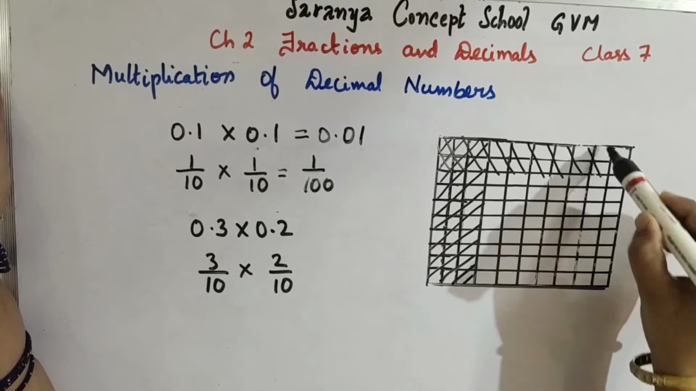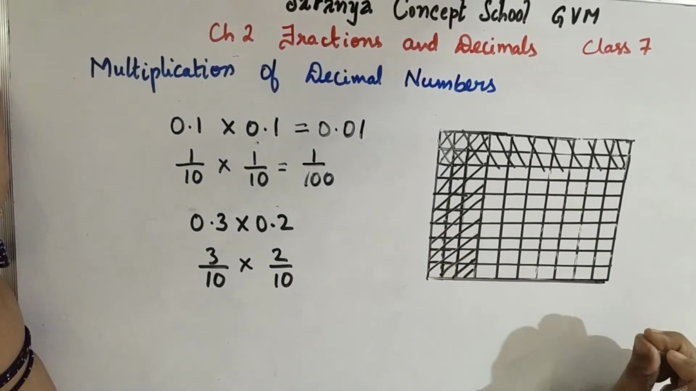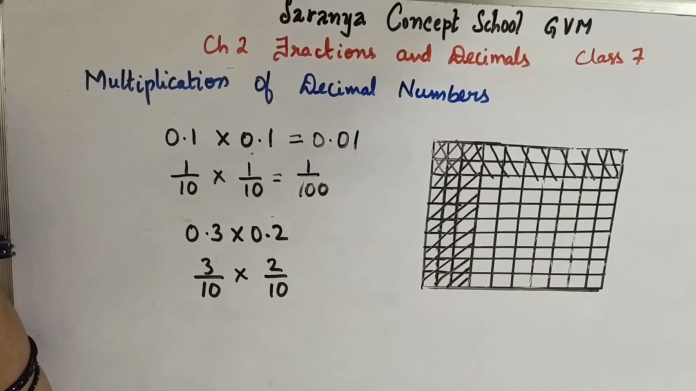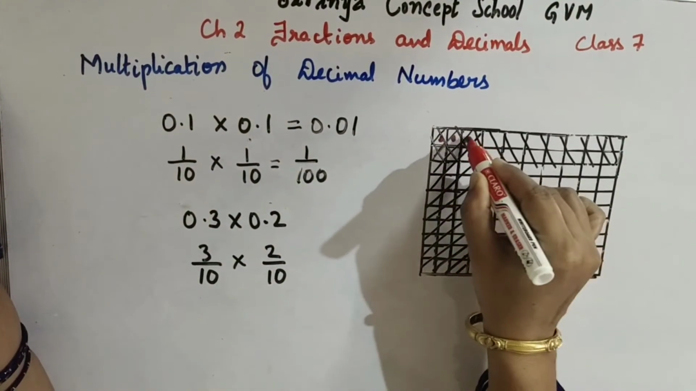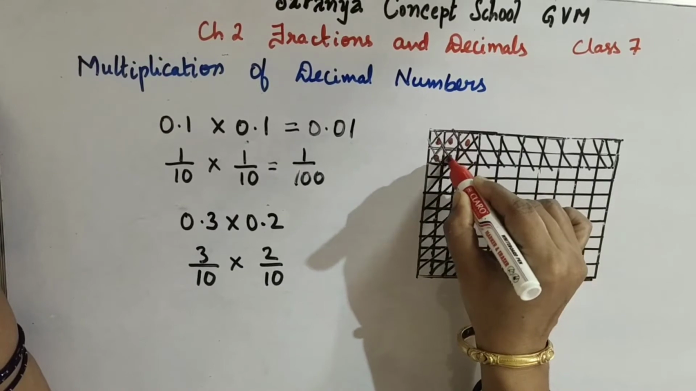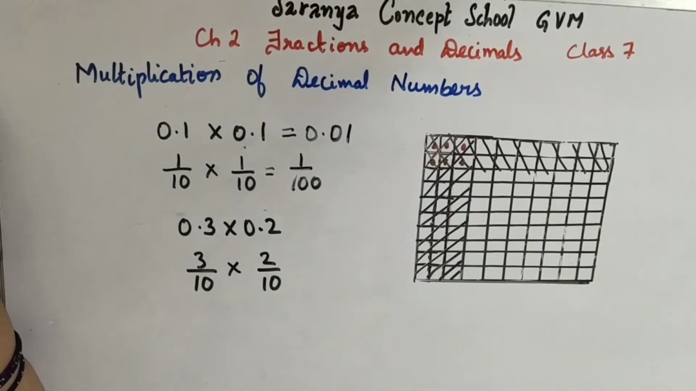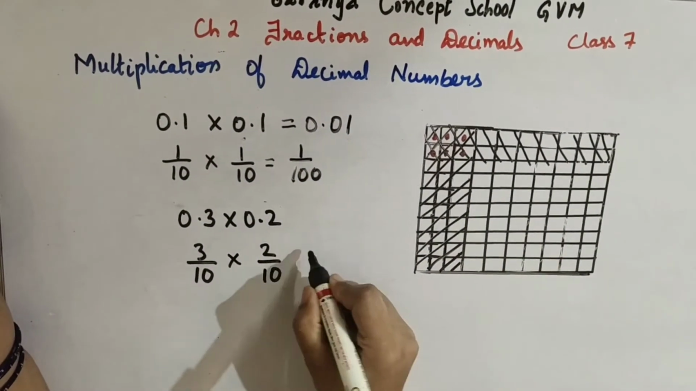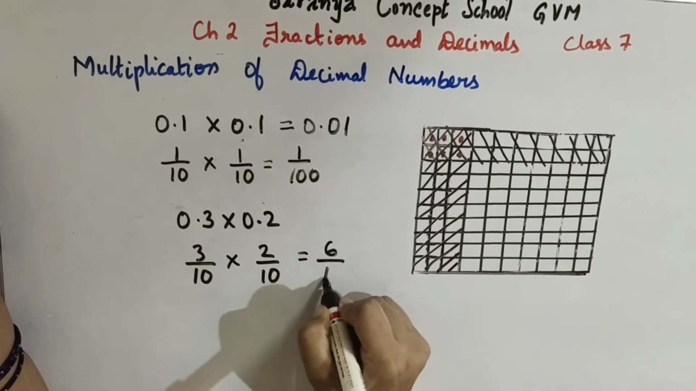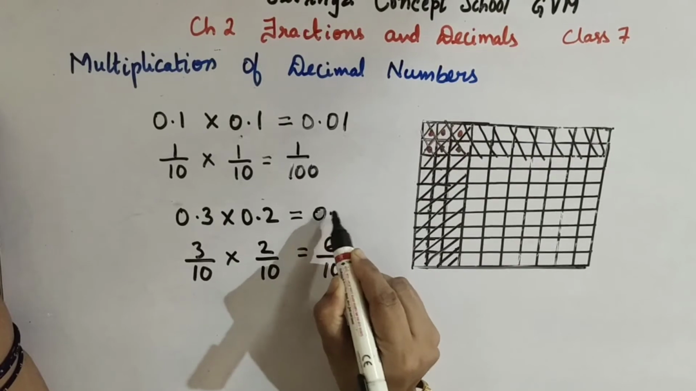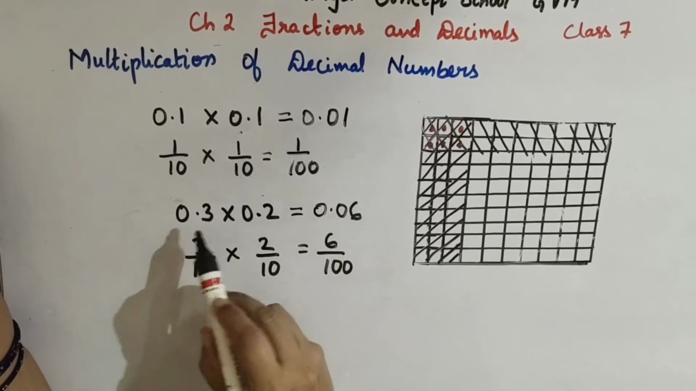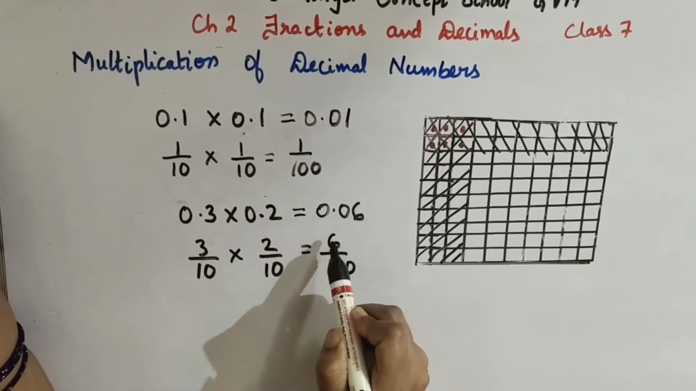Now if you observe here, which portion is common shaded? The common shaded portions are here: 1, 2, 3, 4, 5, 6, right? So we got 6 common shaded. So this is nothing but 6 by 10, sorry, 6 by 100, which is 0.06. So the multiplication of these two is 0.06.